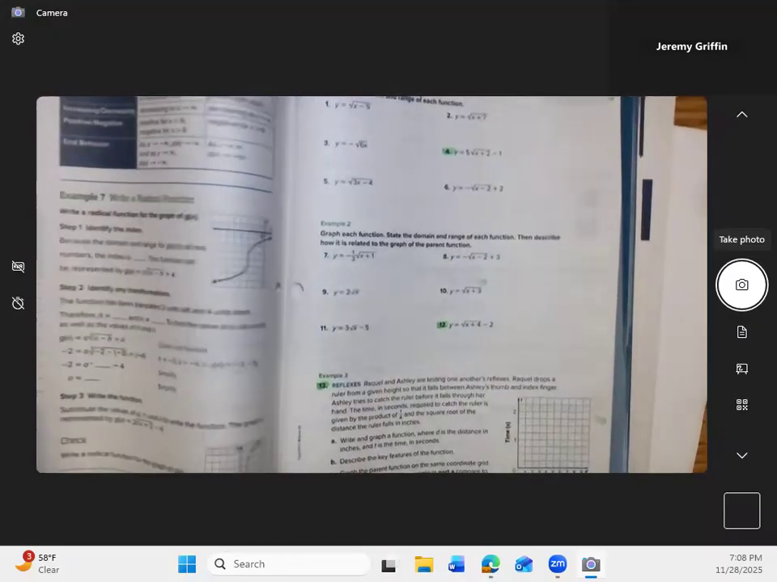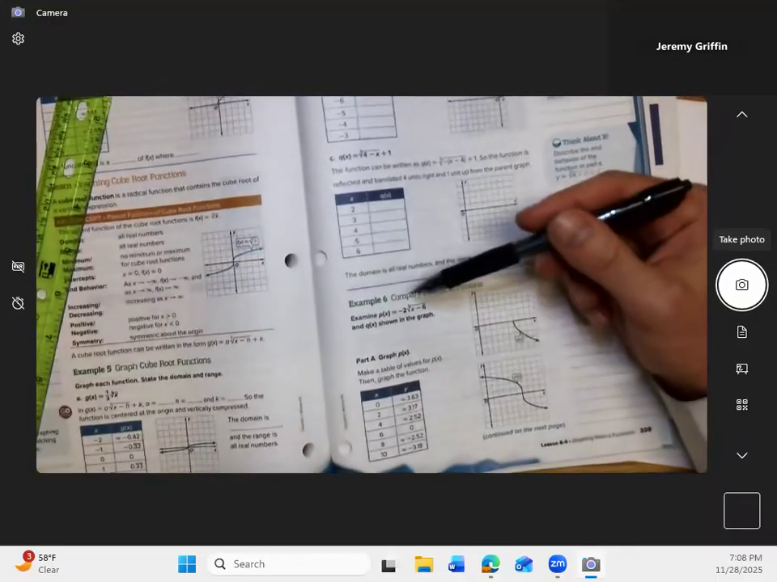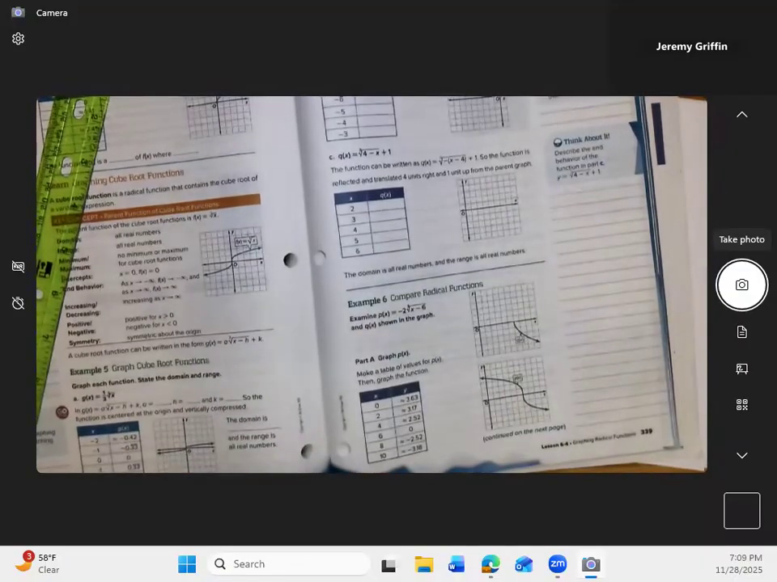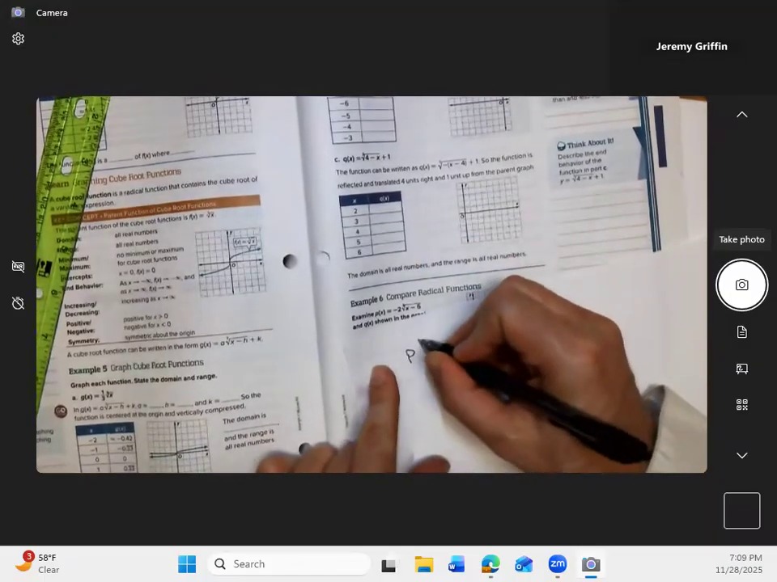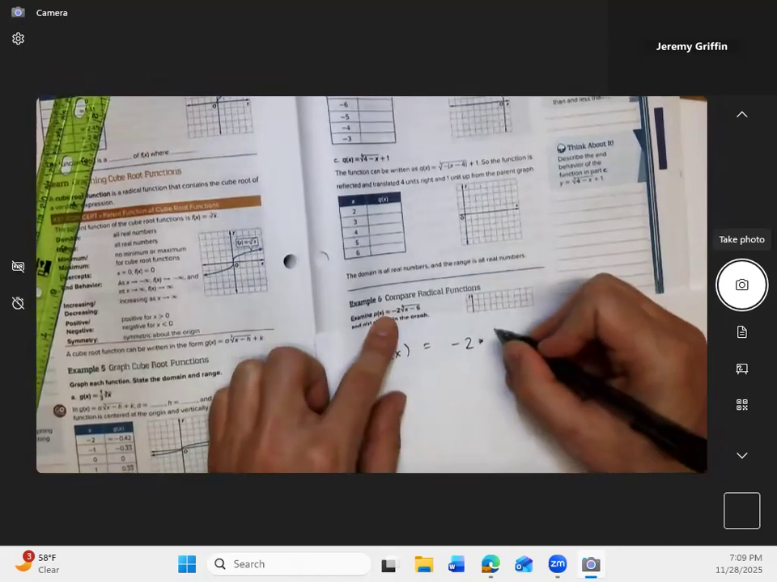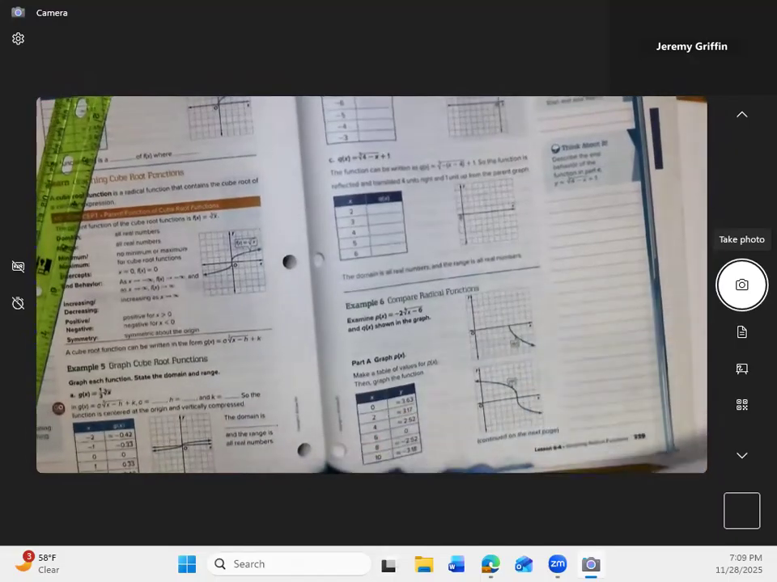Okay, we got example 6. We just got 2 more examples, and then I'll jump into these text questions. Example 6, compare radical functions. Okay, got p of x is shown in the graph. To give us p of x is -2 times the cube root of x minus 6, and I'll do 1/3 power for the cube root.